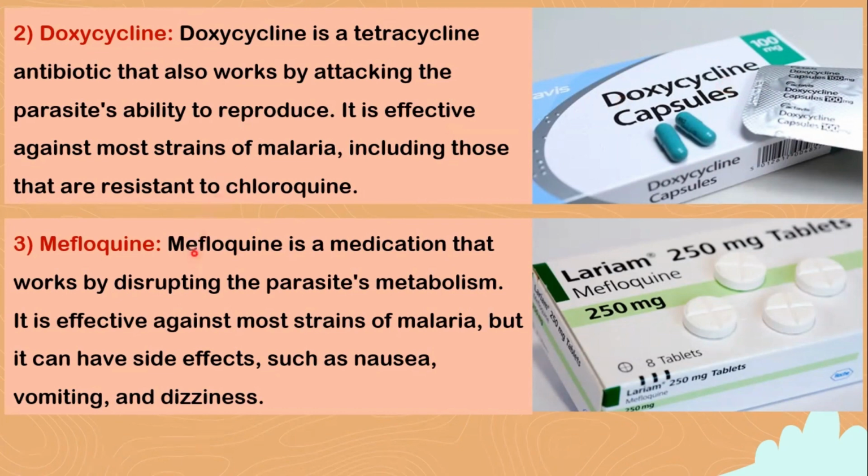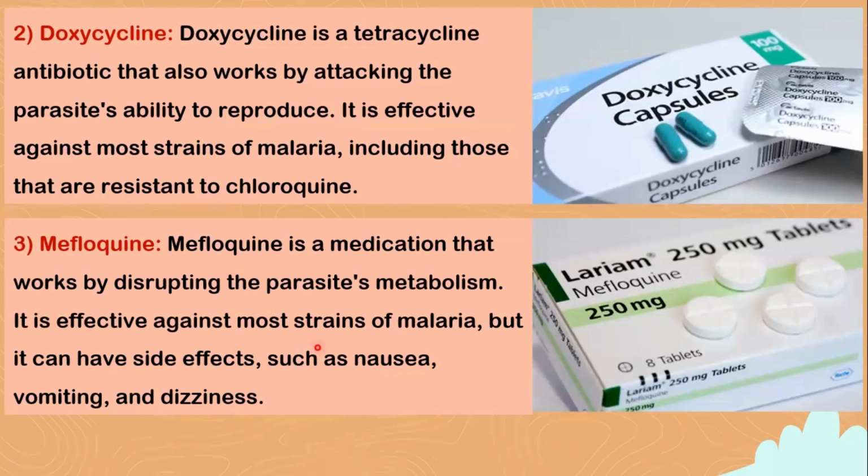The third one is mefloquine. Mefloquine is a medication that works by disrupting the parasite's metabolism. So we look at the first drug, chloroquine, and the second drug, doxycycline. Both drugs work by attacking the parasite's ability to reproduce. This one takes a different pathway, or we can say a different route. It works by disrupting the parasite's metabolism.